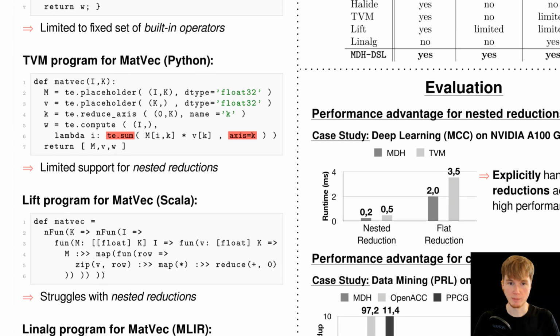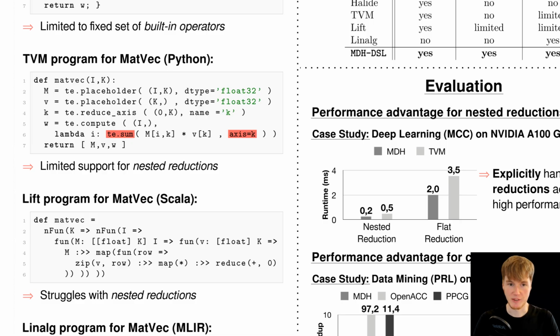Then we have TVM. It uses Python as the host language. And again, the program is pretty intuitive. We get the input sizes as parameters, define input and output buffers, a reduction axis, and finally the computation. And similar to Halide, TVM also has limited support for nested reductions. And while it does offer an interface for custom reduction operators, it is quite limited.